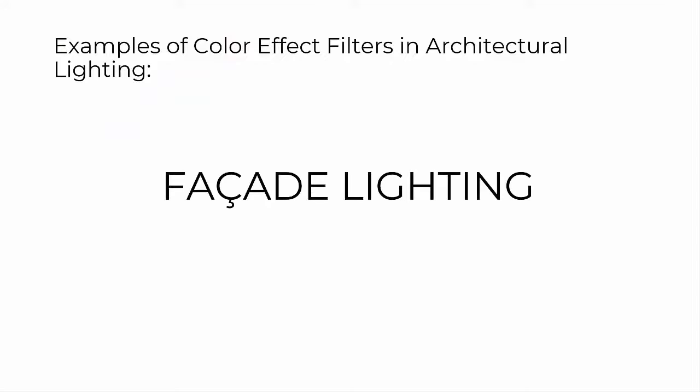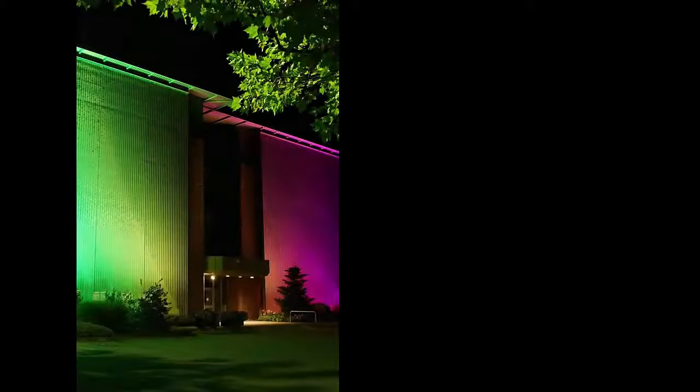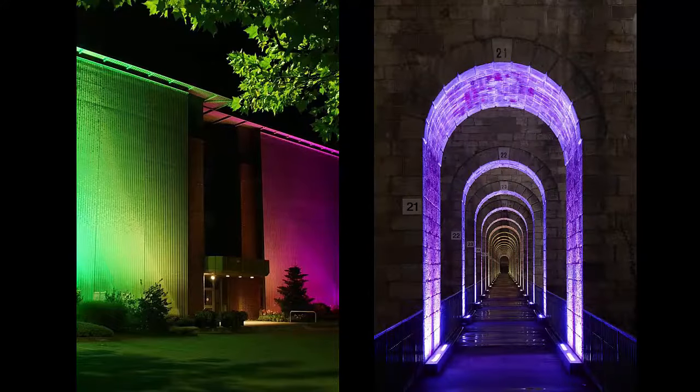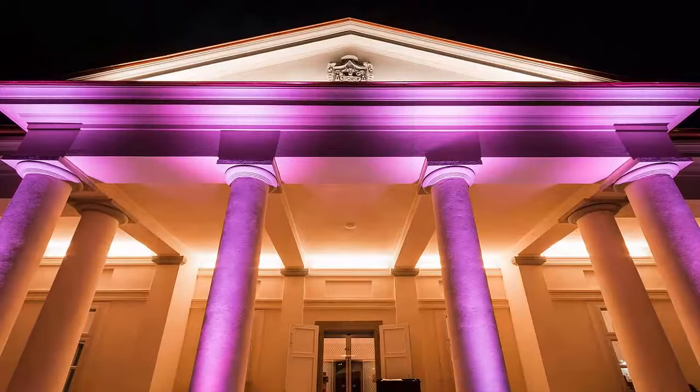Next example we have is facade lighting. I think we lighting designers commonly use this. For facade lighting, the purpose is that we can highlight specific architectural elements such as columns or arches, or we can accentuate the whole facade. This is the reference image for facade lighting. Beautiful gradients of magenta and green, nicely lit. Next, another example, here we are highlighting the arches again with colored lighting. Nice. Here we are accentuating the columns of the facade, beautifully lit. So these are different examples of facade lighting.